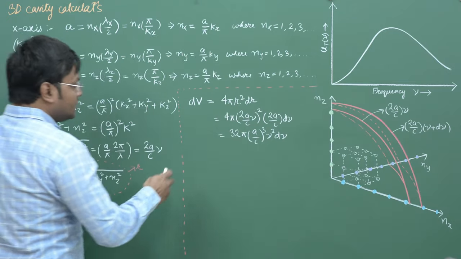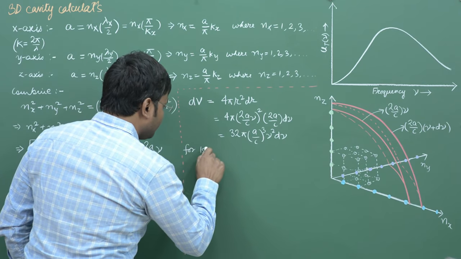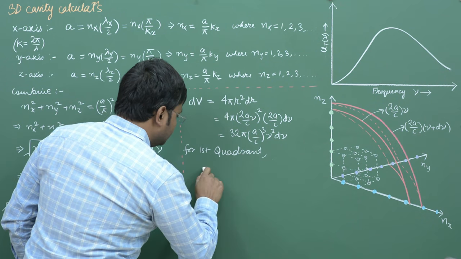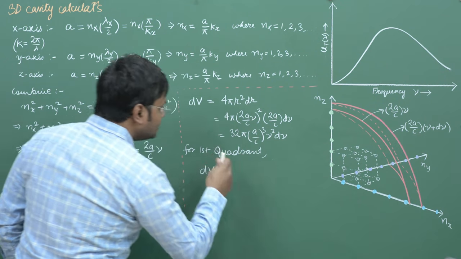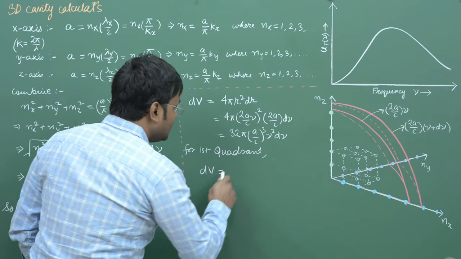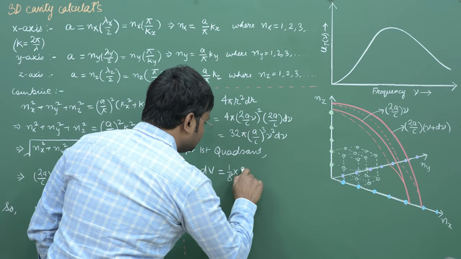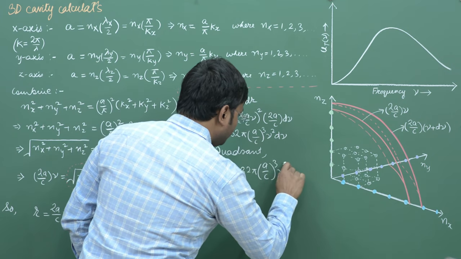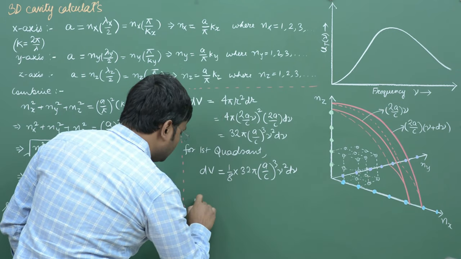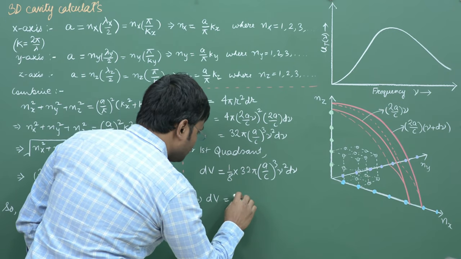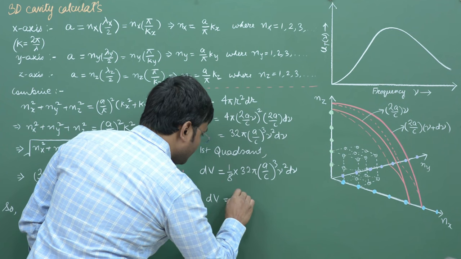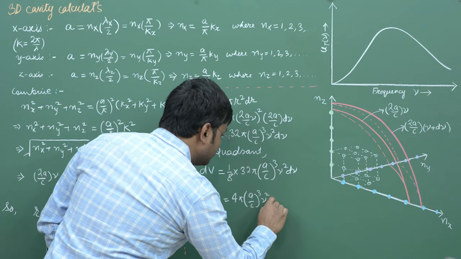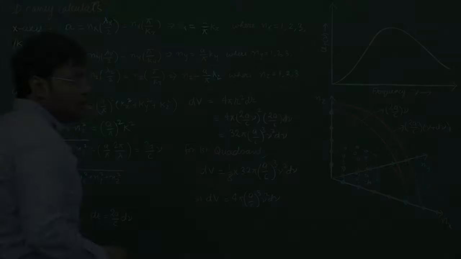So in that situation, for the first quadrant, the volume of the shell comes out to be this divided by how much? 1 upon 8. Which essentially comes out to be 4 pi a upon c cube nu square d nu.